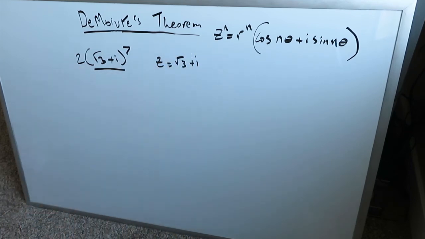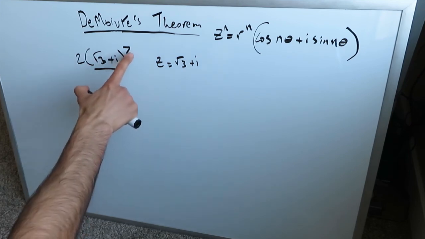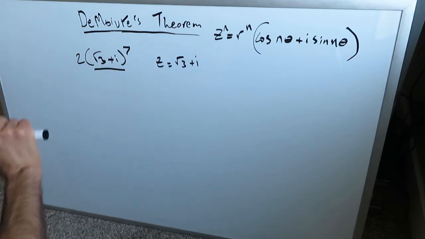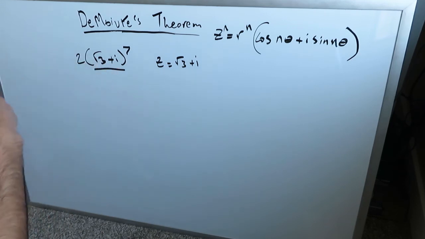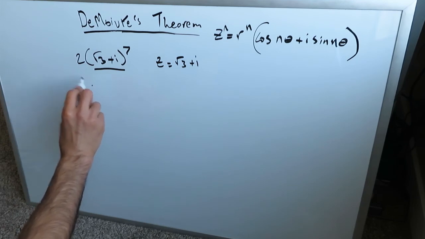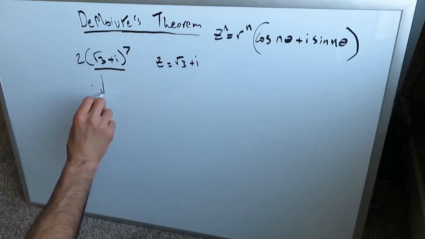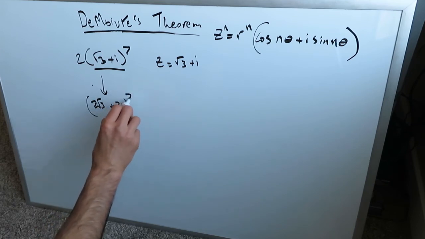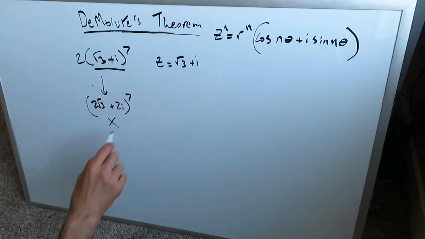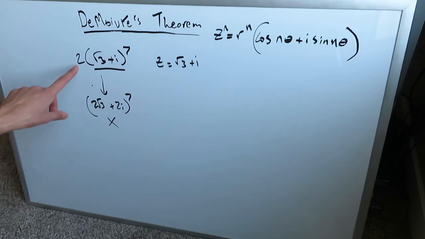If you look at this carefully, the 7 power is affecting only this underlined part. It's not even hitting the 2. The 2 is outside it. So don't make the mistake of opening up this question as 2 root 3 plus 2i to the power of 7, because that'll be wrong. The 2 is outside the parentheses and it's not impacted by the power. The way you want to handle this question is how I will show it to you.